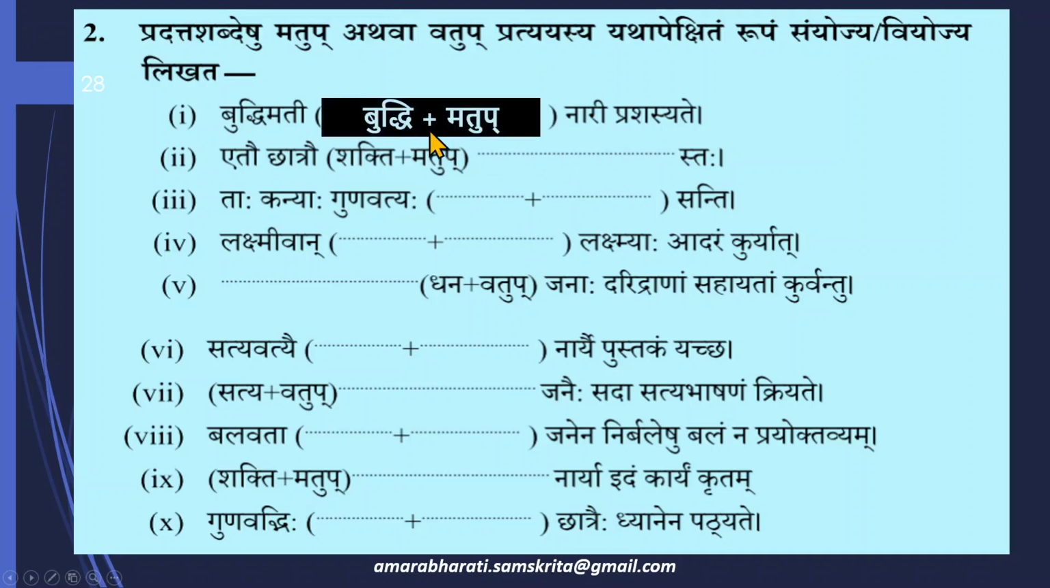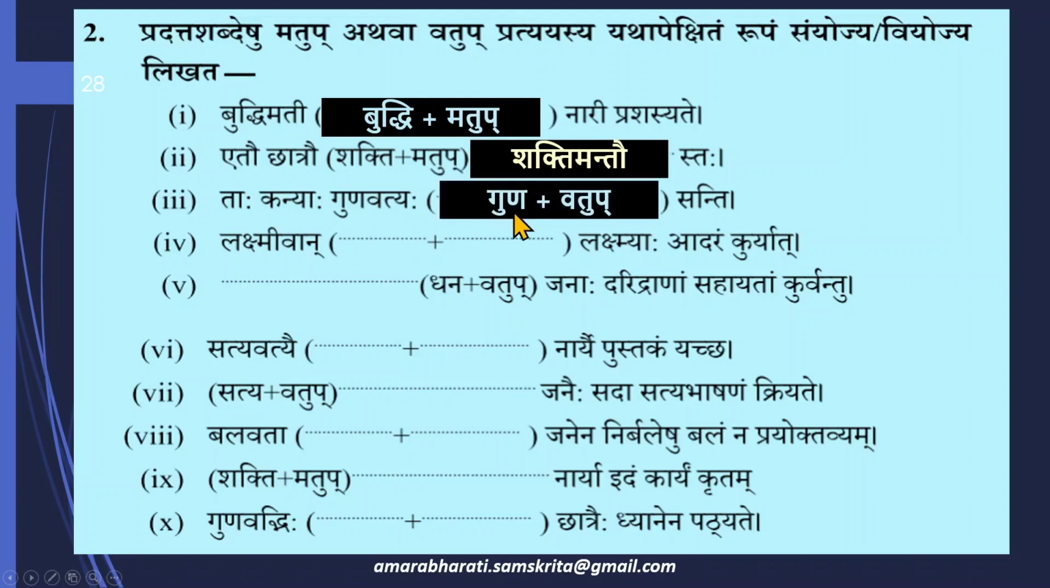Buddhimati is buddhi plus matup. Buddhimati nari prashasyate. Etau chatrau Shaktimantau. Because this is Dvivachana, you have to use Shaktimantau here. Staha. Taha kanyaha gunavatyaha. Guna plus vatup is gunavati. It becomes gunavati in Strilinga. So gunavatyaha means bahuvachana pada.